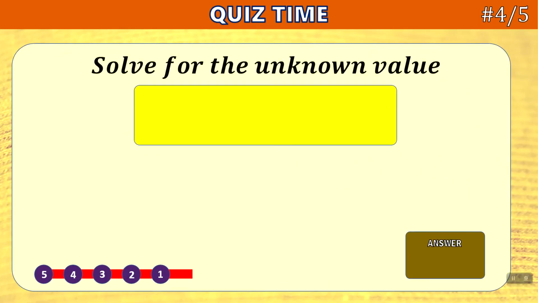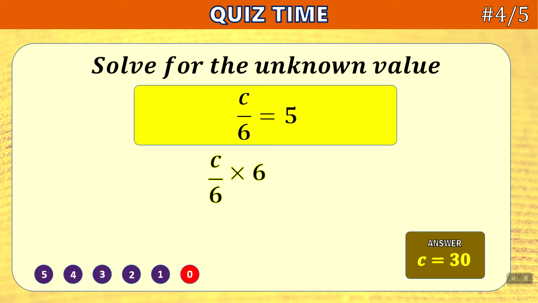Question 4. Solve for the unknown value. C divided by 6 equals 5. Time's up. The answer is C equals 30. If C is being divided by 6, we have to multiply it by 6 to get rid of the 6. And if we multiply the left by 6, we have to multiply the right by 6. The 6's will cancel, and C is equal to 5 times 6, which is 30.